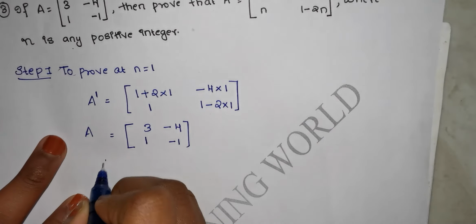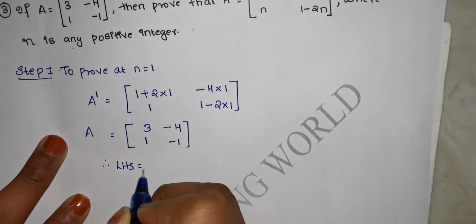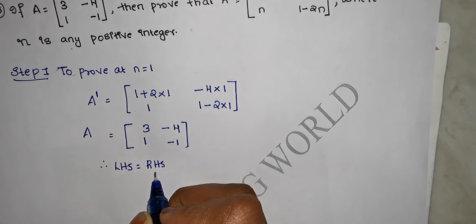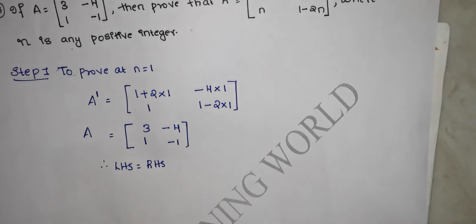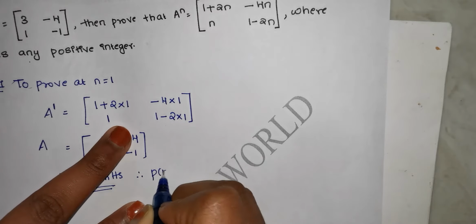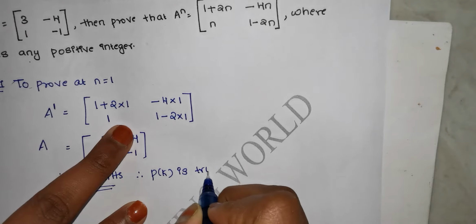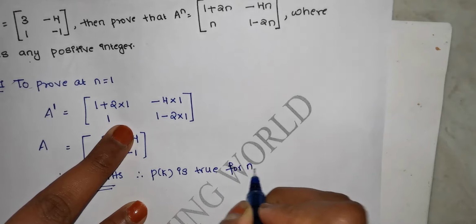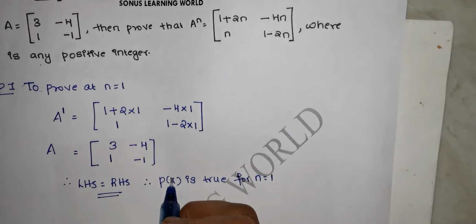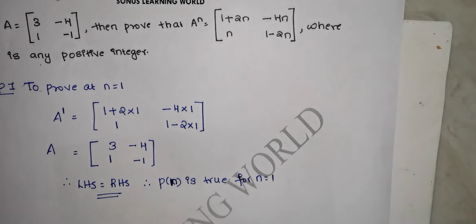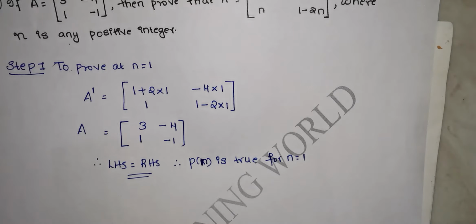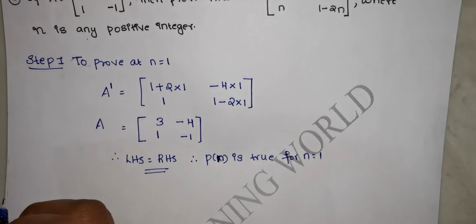Therefore LHS is equal to RHS. Therefore, what we can say is, for n is equal to 1, this particular statement is true. Therefore P of n is true for n is equal to 1. Next, in step 2 we are assuming that for n is equal to k, P of k is true. That is our step 2.